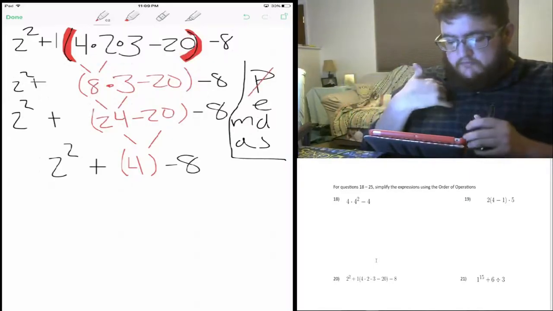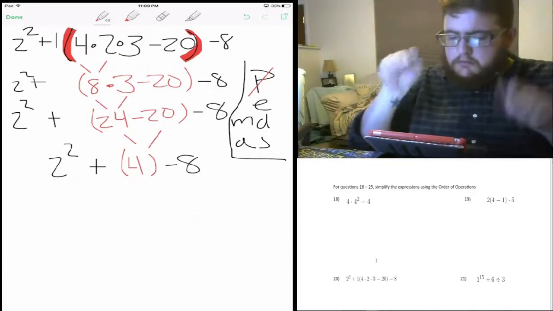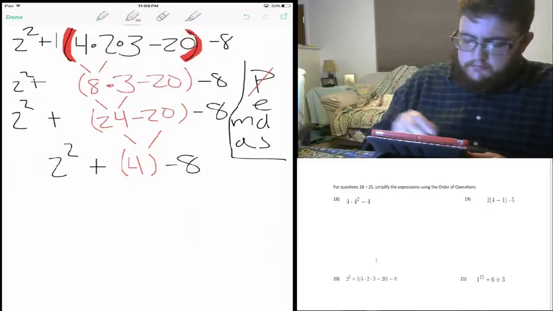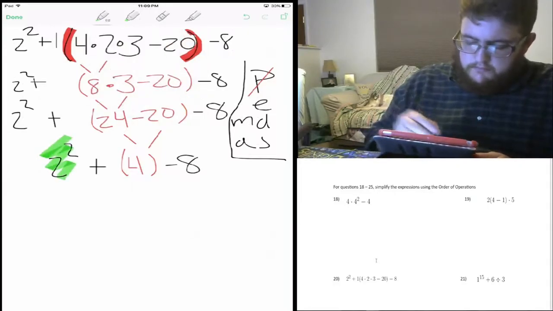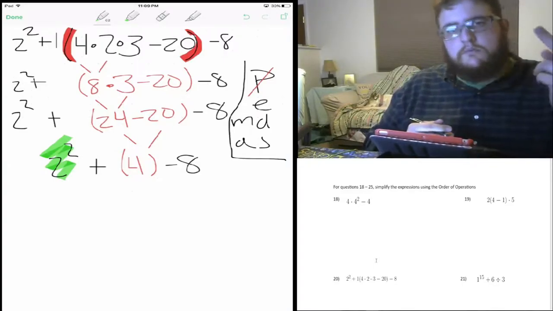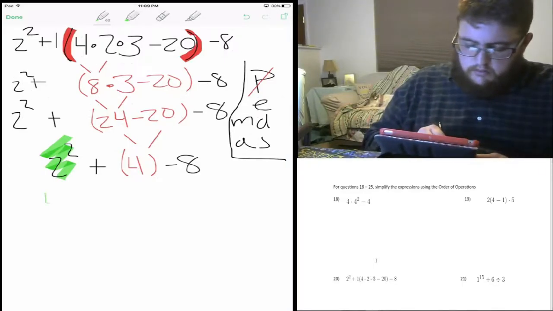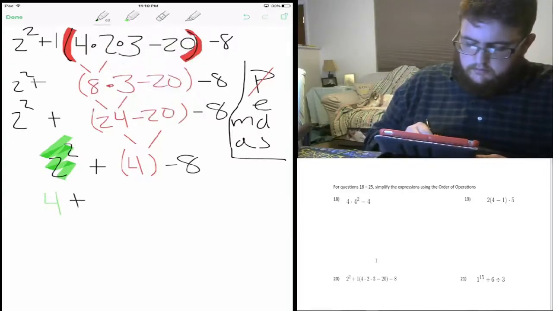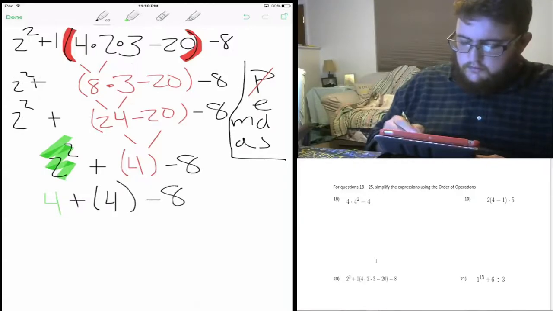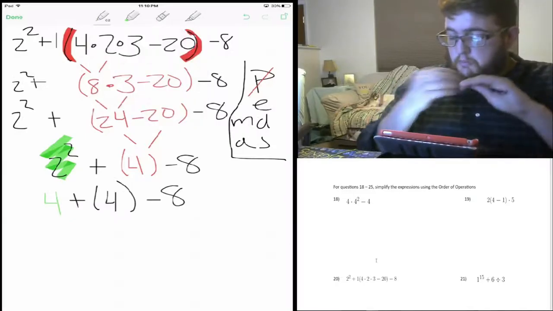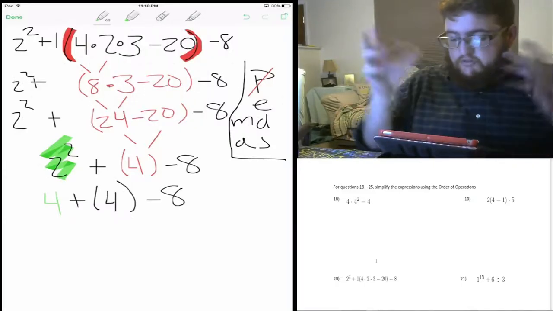Alright, let's look at exponents. We do have some exponents. We've got 2 squared. And 2 squared is equal to 2 times 2, which is 4. Bring everything else down. So we've taken care of parentheses. We no longer have any exponents, so we can cross that off.